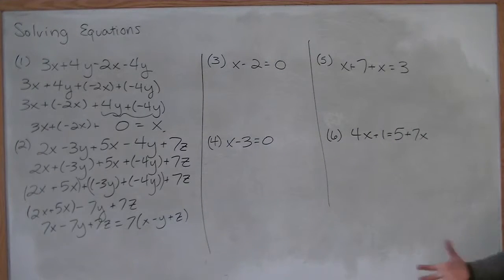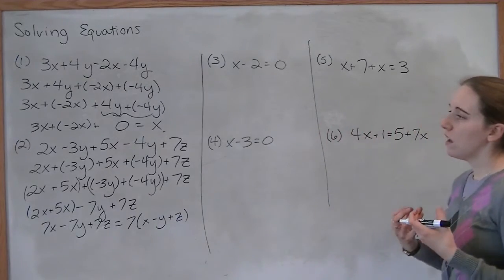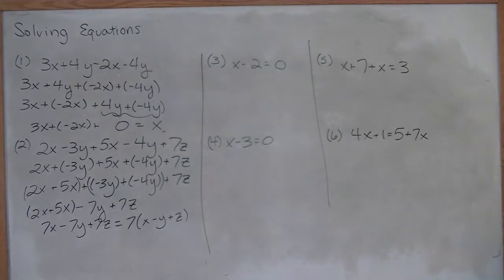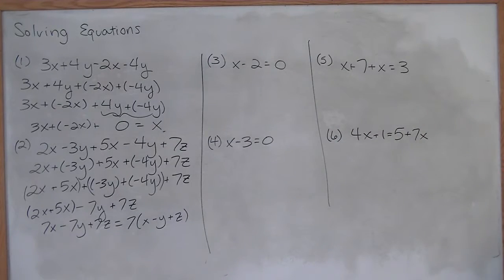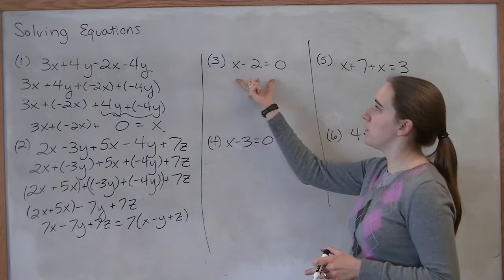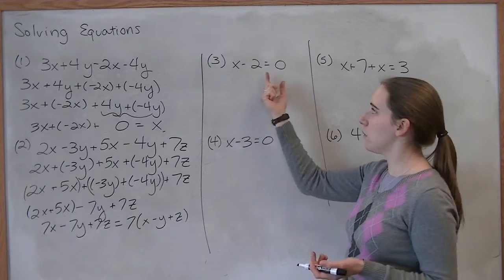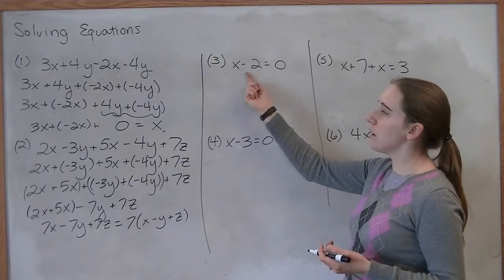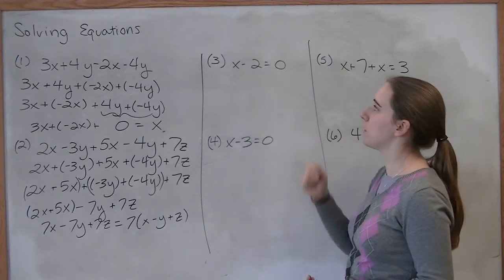Okay, so now that we know how to use the algebraic properties with variables, let's get some practice solving some two-step or one-step equations. So this first equation is a one-step equation. I want x by itself. That's my goal. I want x equals some number. So I need to get rid of this minus 2. So I want to do the opposite. I want to add 2 to both sides.